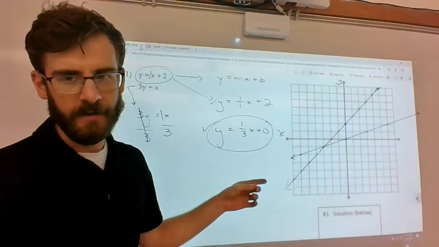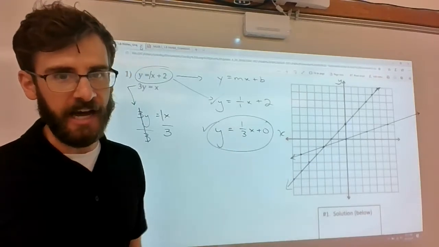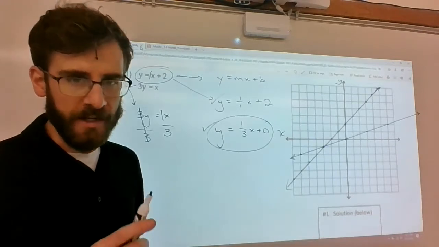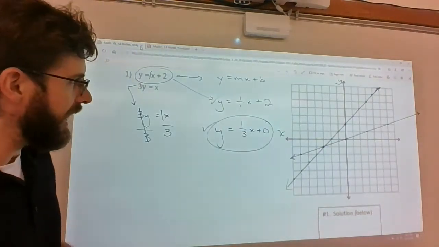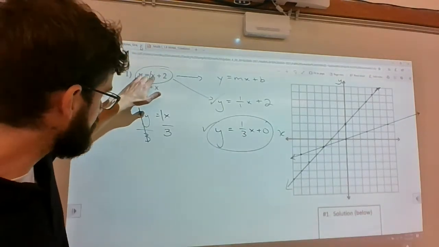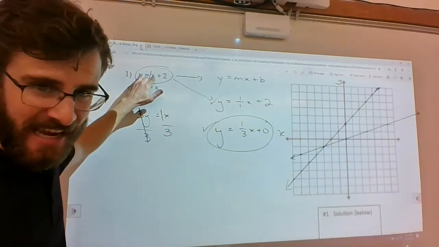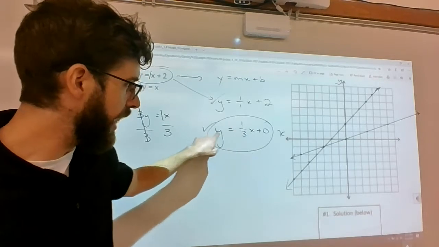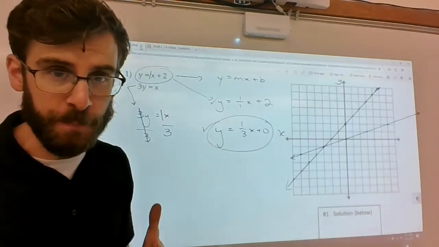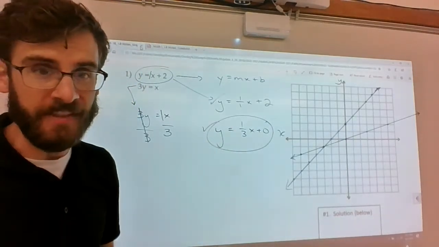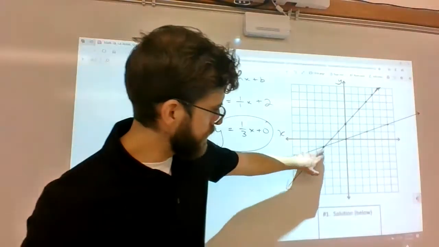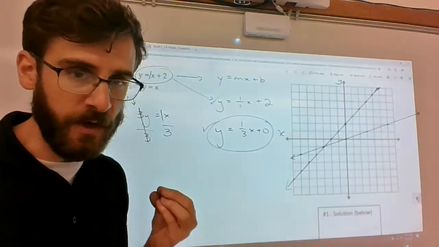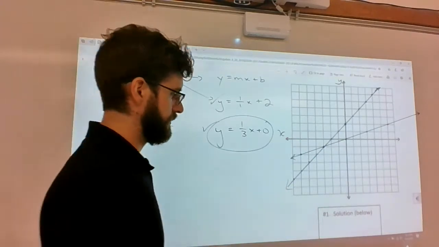Now here's the deal. The solution is not just a visual picture here. The solution is actually what's the x and the y that make this a true statement at the same time that it makes this a true statement. Like if I plugged x in here and y in over here, then the two equations meet. And the answer to that is right there, the place where they intersect. And it should be written in terms of an ordered pair.